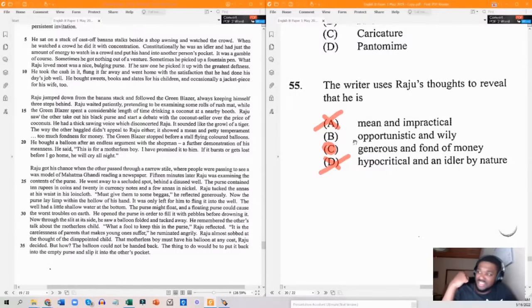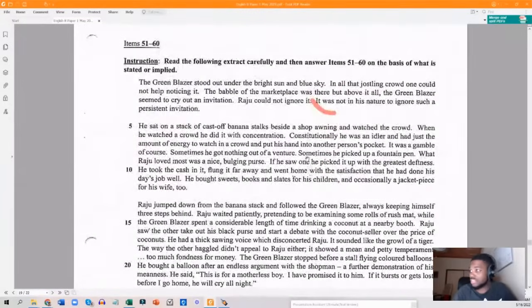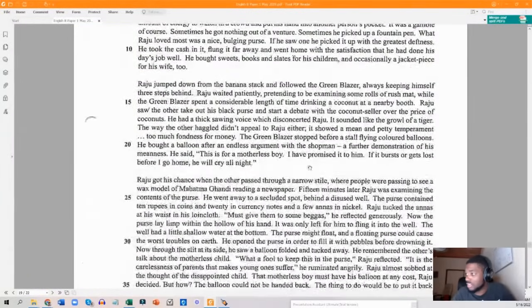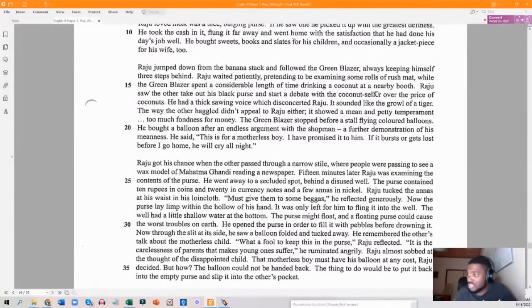So why is the answer C? Generous and fond of money. The key word here is thoughts. His actions suggest that he's opportunistic and wily, but his thinking suggests that he's generous and fond of money. Let's see his thoughts. What are his thoughts? Okay, look at this.